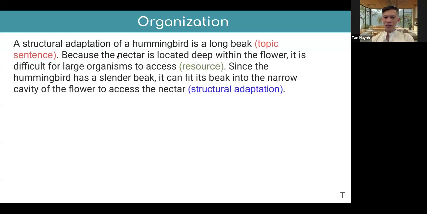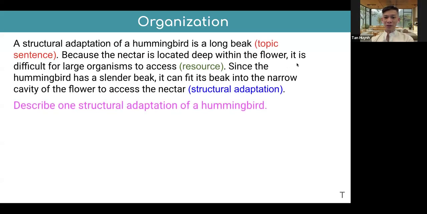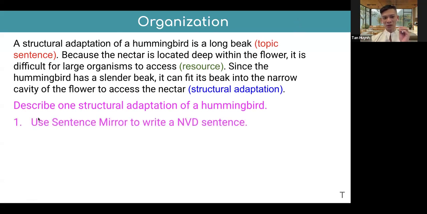So how do we teach the organization? I actually tell my students this. Look at the structure of my instructions. I don't just say, describe one structural adaptation of hummingbird, go. I actually provide, for some students, they would get this. But for some other students, they would get this sequence of instructions.